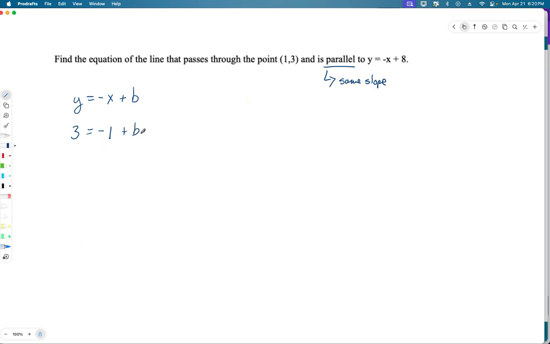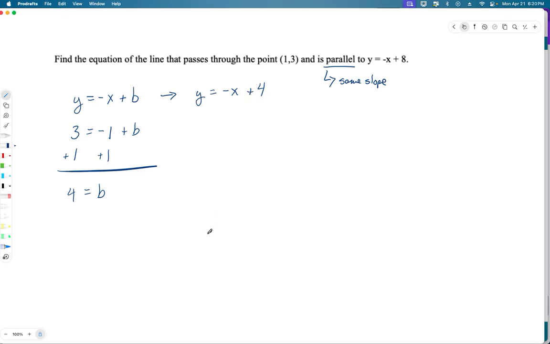Then I'm going to complete the equation the way that we know how by adding 1 to both sides. So 4 is the value of b. So I can rewrite this knowing what b is now. I'm just going to take this same equation and substitute in b. So 4 is equal to negative x plus 4. That goes here, and it's a positive 4, so we put a positive 4 here.